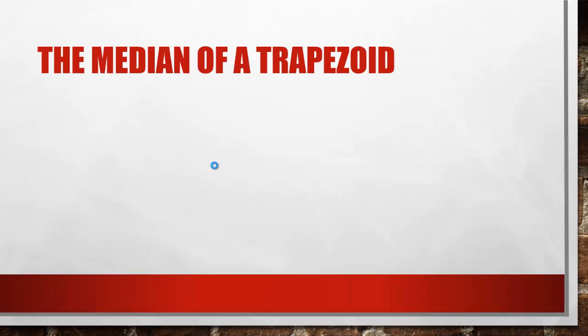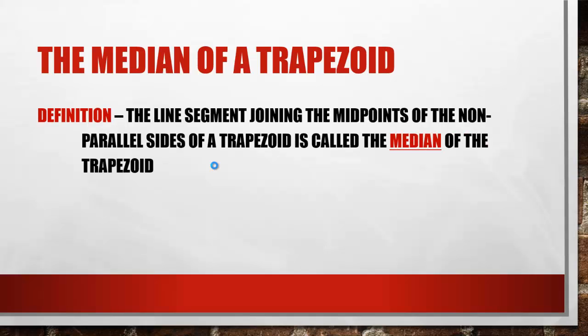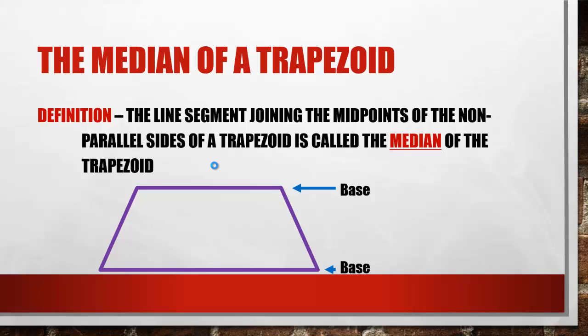So here we have yet another formula for trapezoid, and this is the median of a trapezoid. Now let's start with a definition. The line segment joining the midpoints of the non-parallel sides of a trapezoid is called the median of the trapezoid. So here's your trapezoid. There's your two bases. The median is right there, all right?